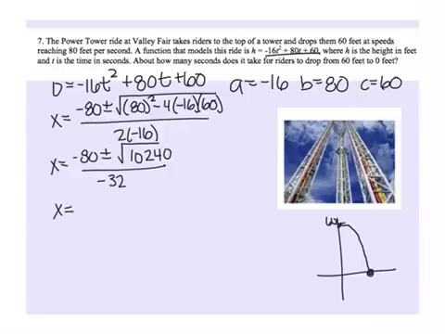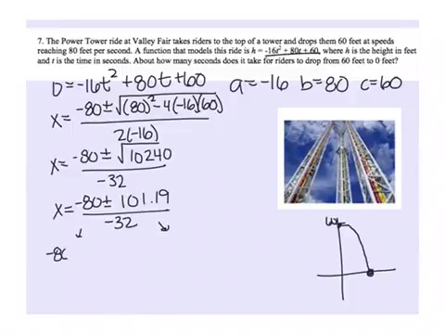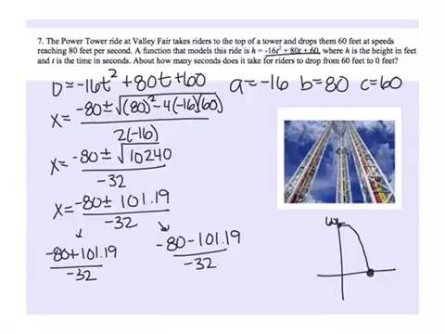Now I'm going to actually take that square root, so I'm going to get negative 80 plus or minus, when I take the square root of 10,240, I get 101.19, divided by negative 32. And this is where you're going to split into your two equations. You're going to get negative 80 plus 101.19 divided by negative 32, and negative 80 minus 101.19 divided by negative 32. So if I put this stuff into my calculator, I end up getting x is going to equal a negative 0.66, and then x would equal a 5.66.